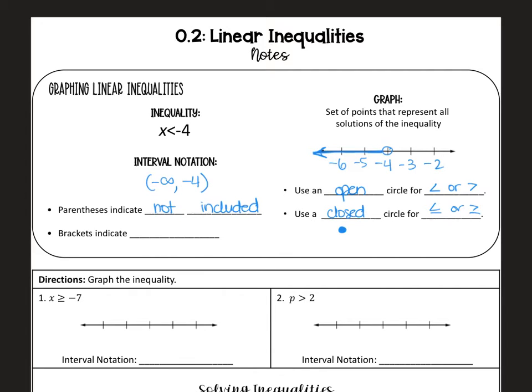-4.00001, that is a solution. -4 is not. And then brackets indicate included. And so if this said x is less than or equal to -4, x could actually be equal to -4, and so this would be a bracket here instead of parentheses.